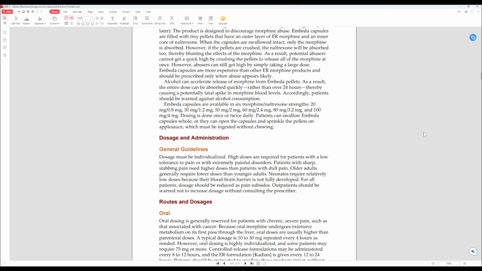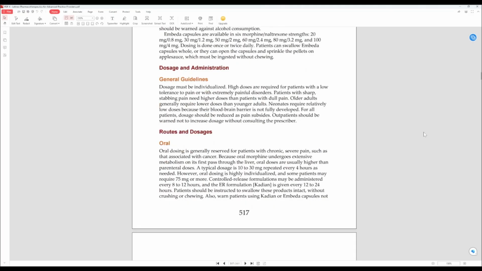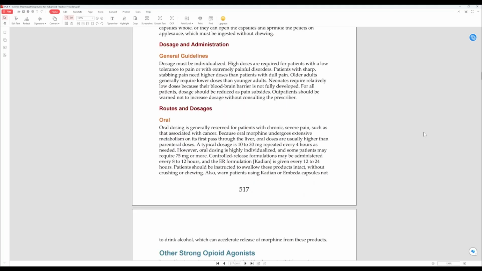Dosing should be done once or twice daily, and patients can swallow the Ambida capsules whole, or they can open the capsules and sprinkle the pellets on applesauce, which must be ingested without chewing. So that brings us to dosage and administration.